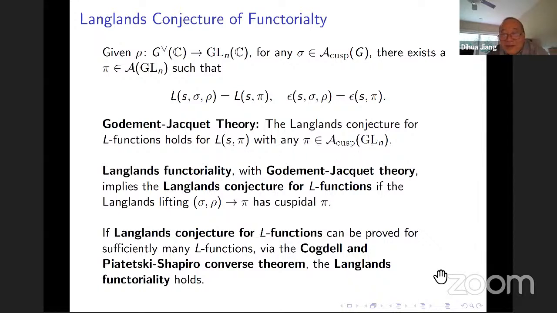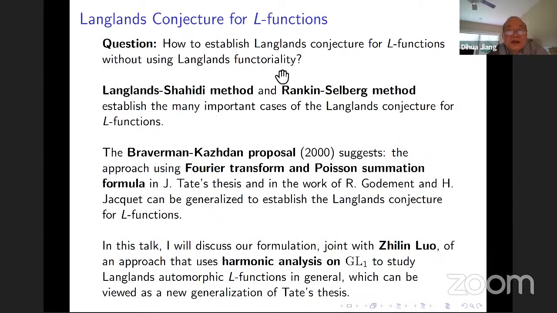Okay. So now the question is how to establish the Langlands conjecture for L-functions without using Langlands functoriality. It's well known that the Langlands-Shahidi method and the global theta integral Rankin-Selberg method established many important cases for the Langlands conjecture for L-functions. And more recently, in 2000, Braverman and Kazhdan proposed how to use the Fourier transform and Poisson summation formula, just like Tate thesis or Godement-Jacquet work, to generalize and establish the Langlands conjecture for L-functions. Okay, so that's usually called the Braverman-Kazhdan proposal.